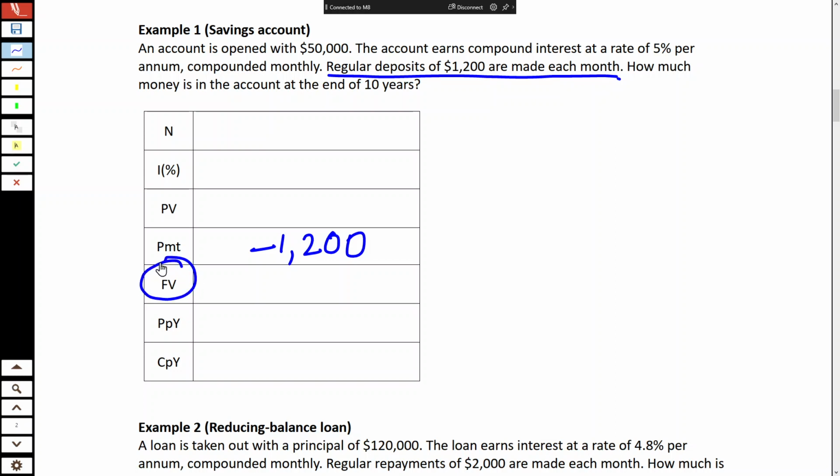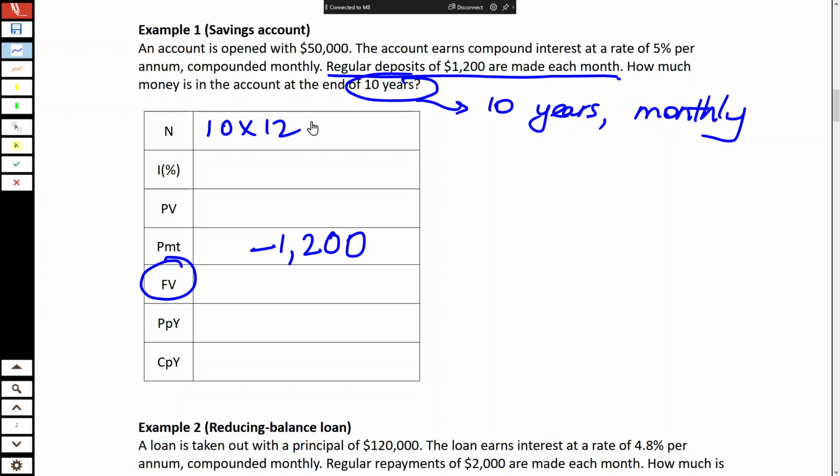So to use the financial solver, we will need to fill in every single row except FV. So I need a number for everything else. So let's start with N. 120. Why is it 120? Because it's compounded monthly. Very good. 10 years, monthly. So you can actually put in 10 times 12, and the calculator will calculate it automatically for you. So you don't need to write 120, you can just do 10 times 12.